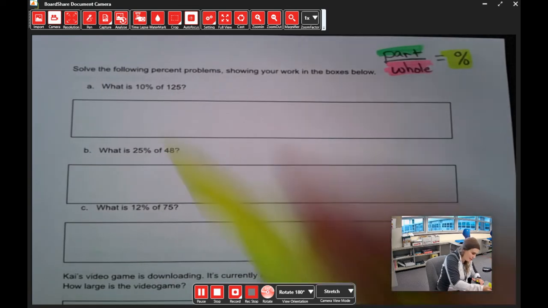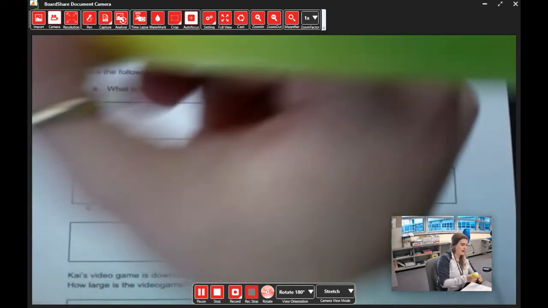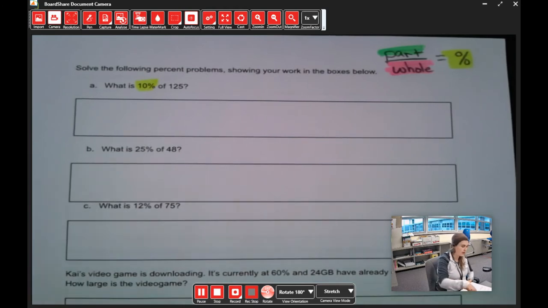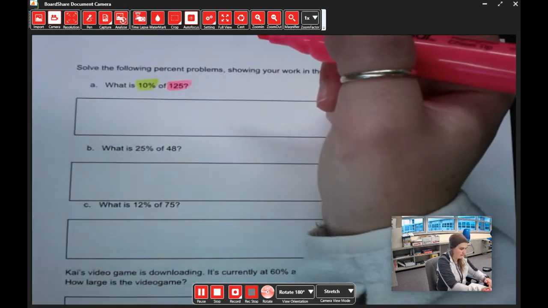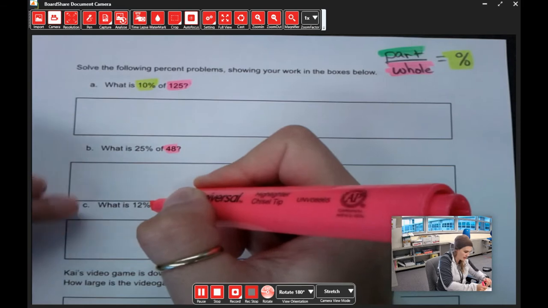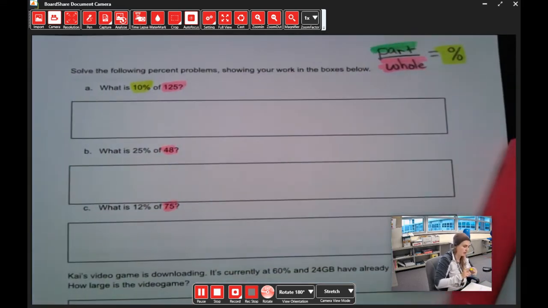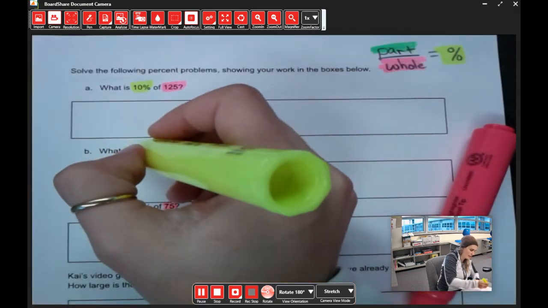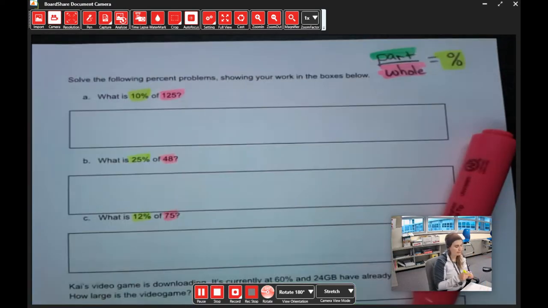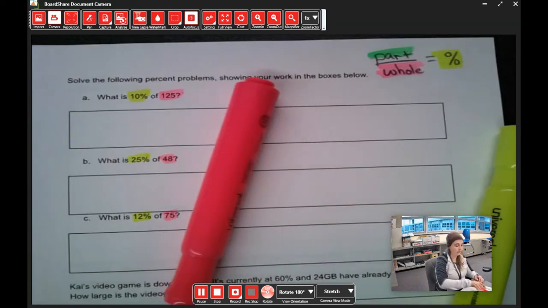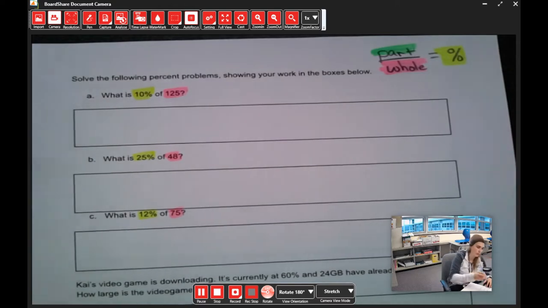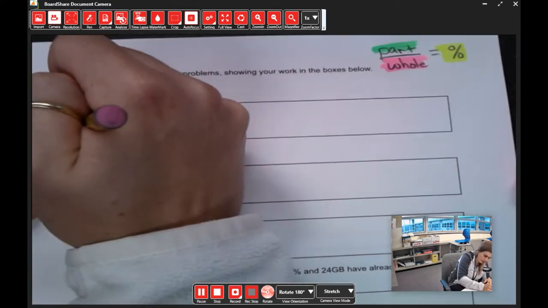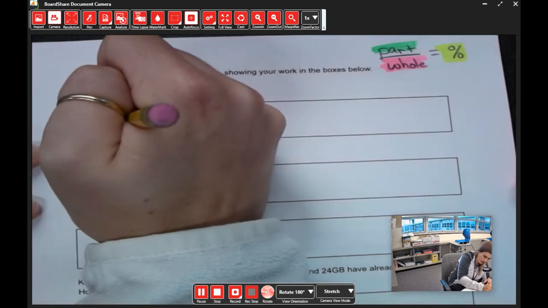What is 10% of 125? So if I'm trying to find 10% of a number, I'm trying to find that of the whole. So actually, I'm looking ahead. What is 25% of 48? What is 12% of 75? These 3 problems are all going to be solved the same way. Well, I might do it a little bit differently. Actually, I'm going to do it differently for all of them, but they're all going to be solved trying to find the part. So I need to know the part. Well, something out of 125 equals 10%.